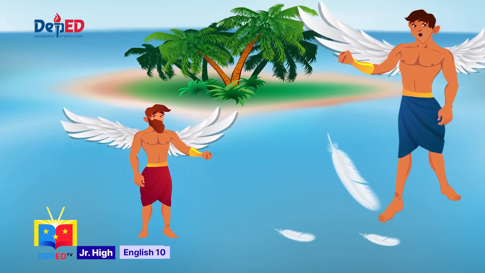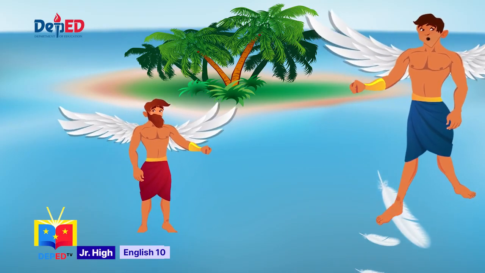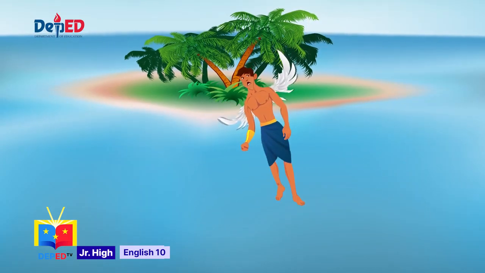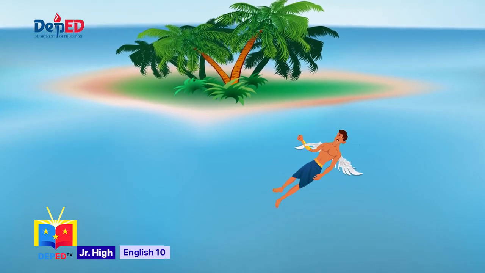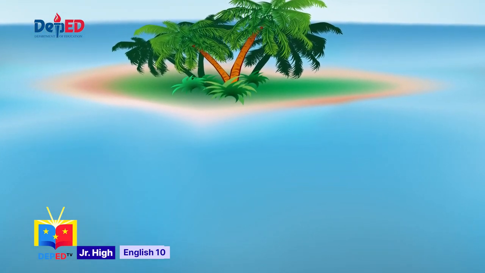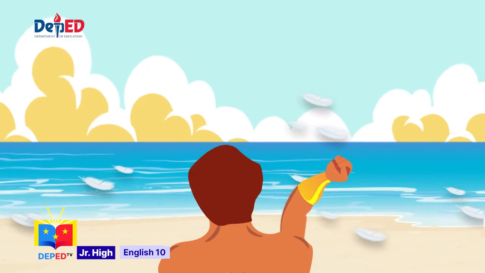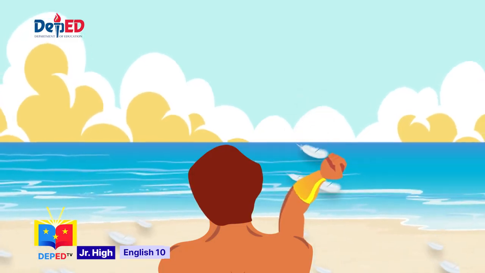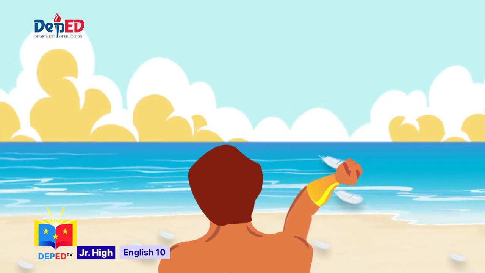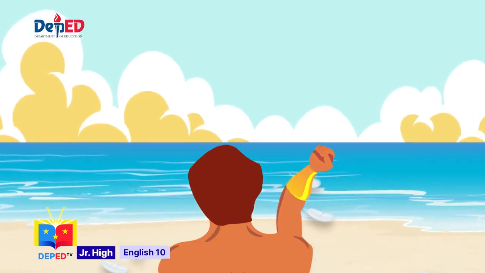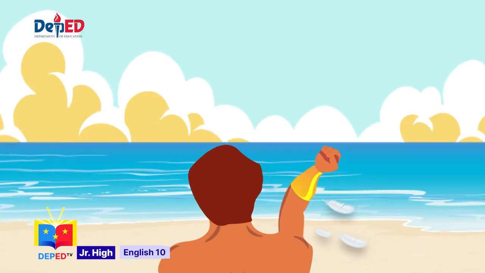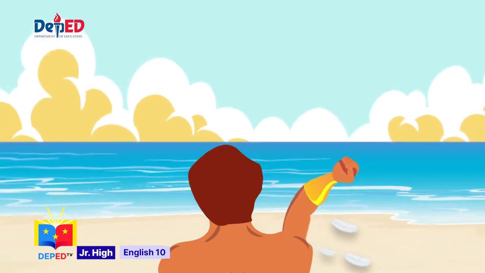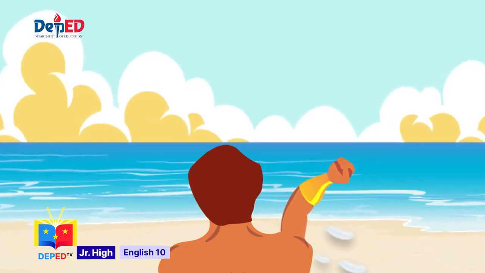"Help!" he shouted. But before Daedalus could reach his son, poor Icarus fell with a heavy splash into the water. Daedalus saw nothing but the feathers afloat in the ocean, and he knew that his son drowned. Daedalus named the ocean Icaria in remembrance of his son and left with a heavy heart.